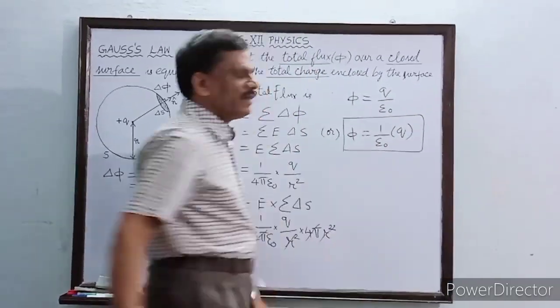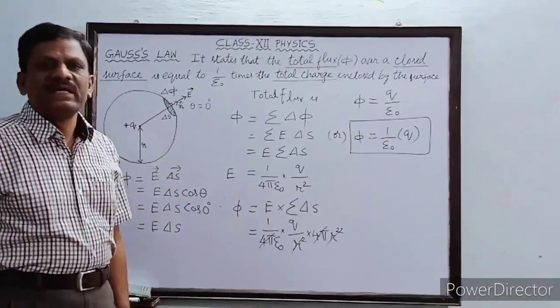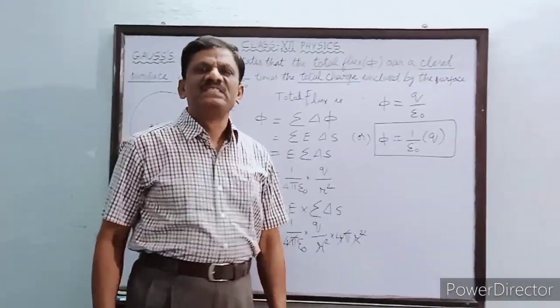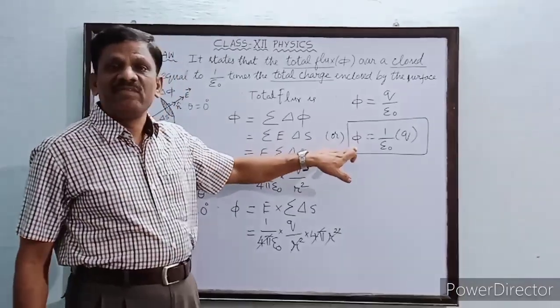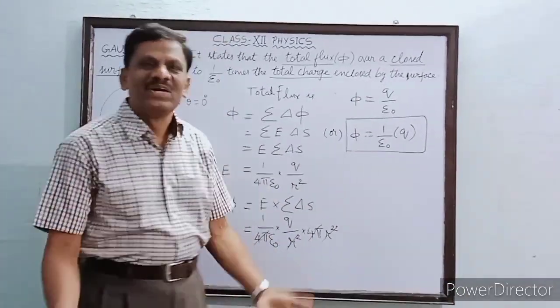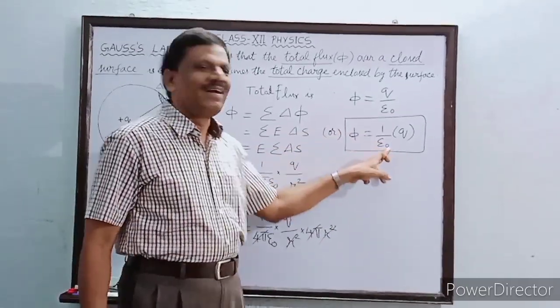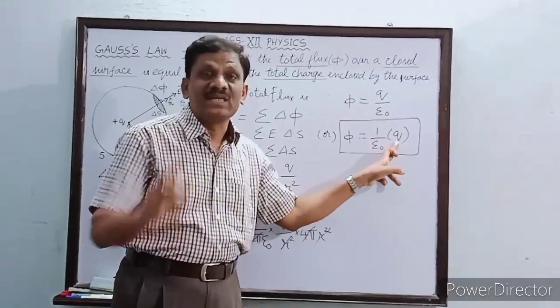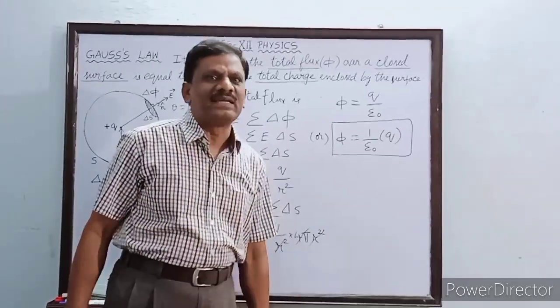So we have got the mathematical statement of Gauss law, which states that the total flux phi over a closed surface is equal to 1 by epsilon naught times the total charge enclosed by the surface. That is very important, my dear students.